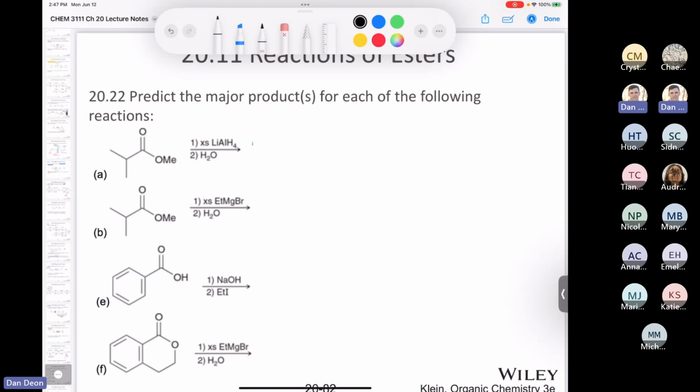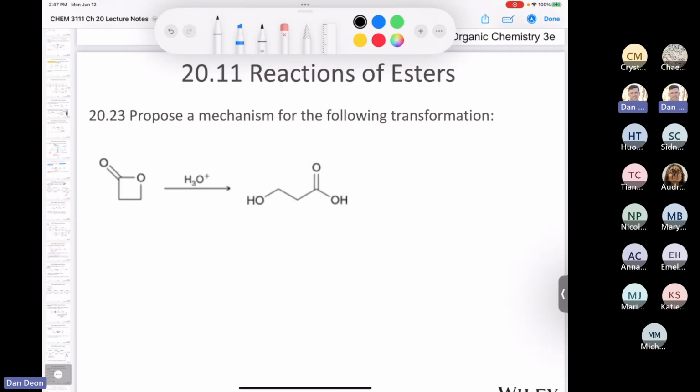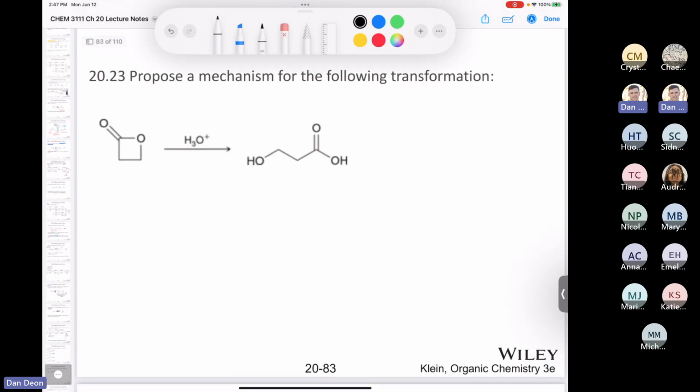All right, so now we have a question where we have a bunch of different esters or ester derivatives, and we're trying to do some reactions here. So what I'd like to do is take a short break and let everybody try these reactions. I want everybody to give these a try, and I would also like you to try to draw this mechanism, because I am going to draw this mechanism from soup to nuts with you. Now this is a cyclic ester, okay, but it's still an ester. We call this a lactone.